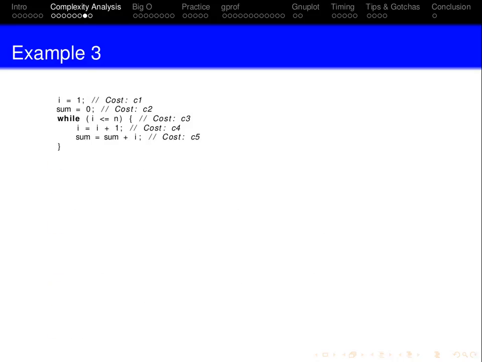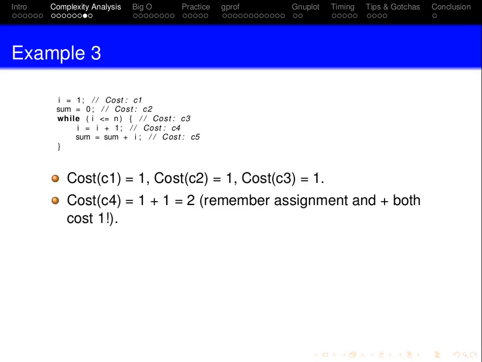All right, how about this one? What's the cost of C1? 1. How about C2? Okay, I put it up on the board. C1, C2, and C3 are all 1. C4 is 2. C5 is 2.